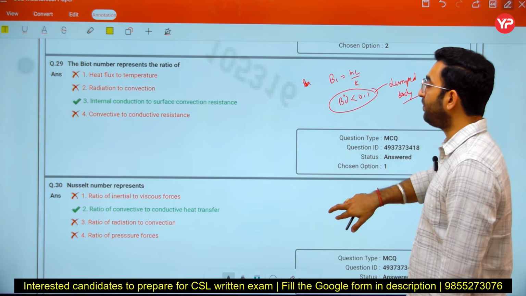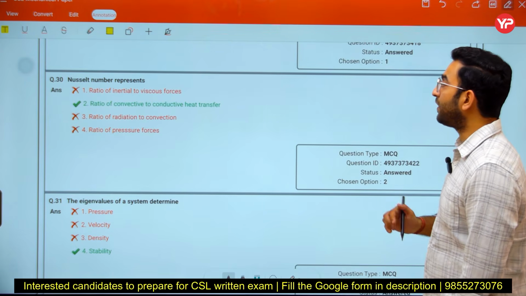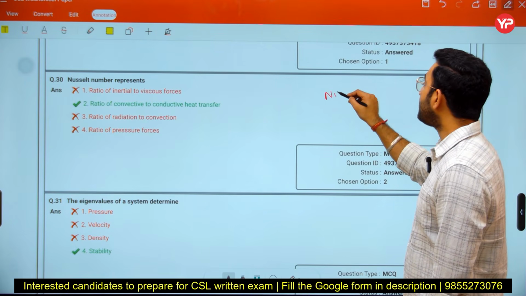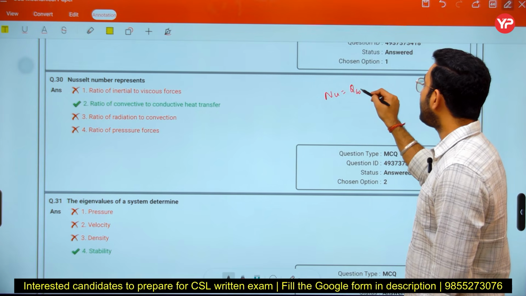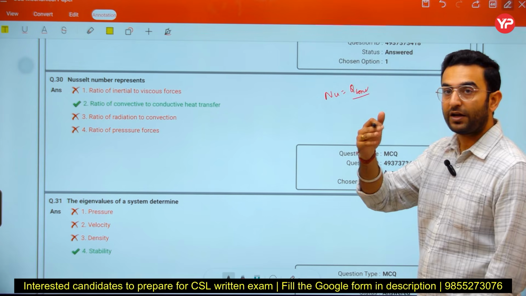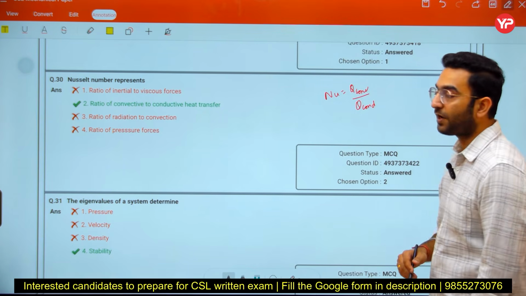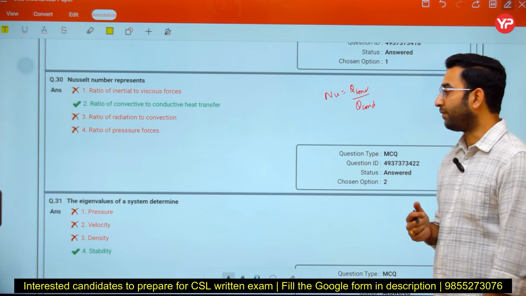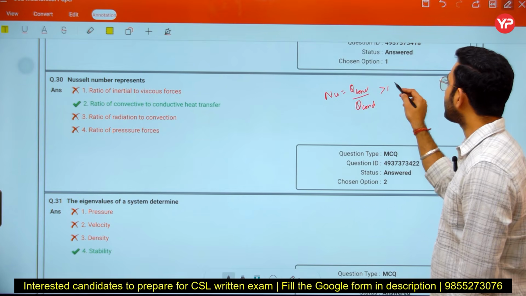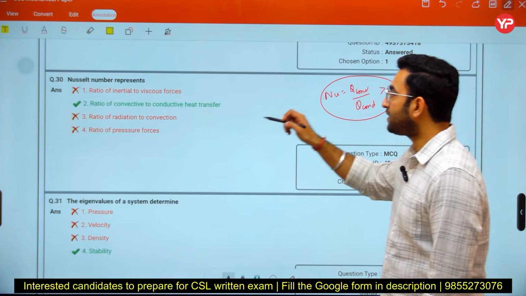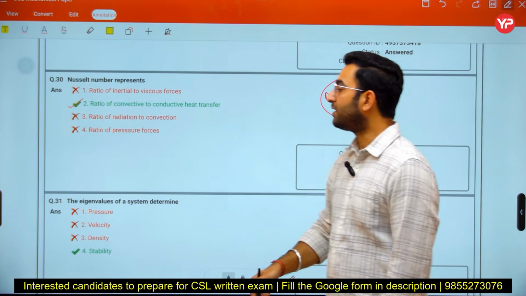Now, what does the Nusselt number represent? The Nusselt number is defined as the ratio of the convection heat transfer taking place through a fluid layer to the conduction heat transfer that would take place if the fluid particles were stagnant. The value of the Nusselt number is always more than 1. So you can see option number 2 is the correct answer here.